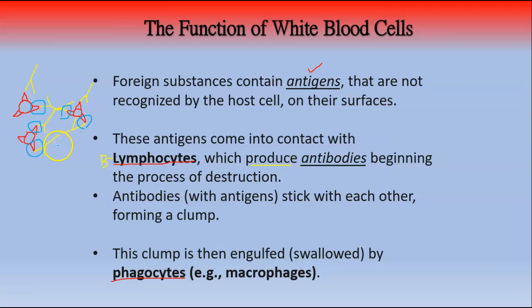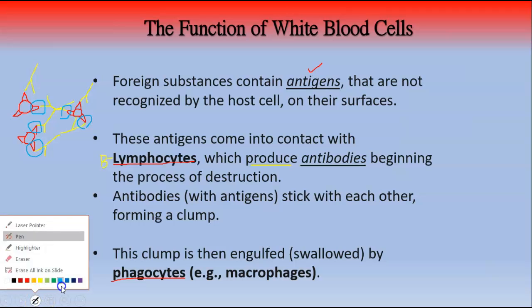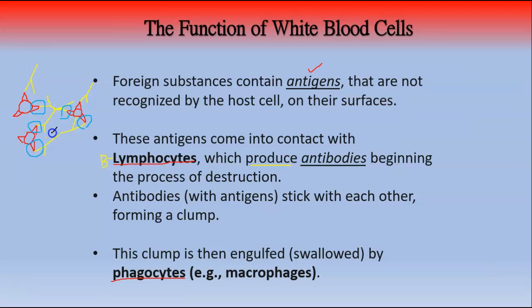bind with other antibodies. So if you look carefully at the illustration I've just drawn, you would notice that the tails of the Y's are connected. Let me get a different color ink here. I'll use black. So you see, look here, we have two antibodies binding to each other here. You have three antibodies binding to each other here. So you get a clump forming.